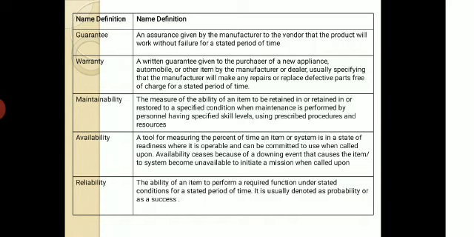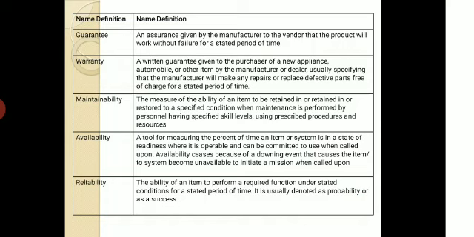Now we have one more term called maintainability. It is the measure of the ability of an item to be retained in, or restored to, a specific condition when maintenance is performed by personnel having specified skill levels using prescribed procedures and resources. Maintainability is a measure of the ability of an item to be retained or restored. Whenever a maintenance action takes place for a specific item, the item should be restored and available.